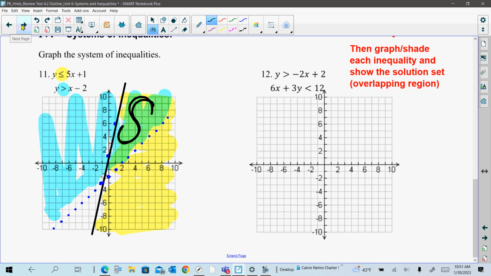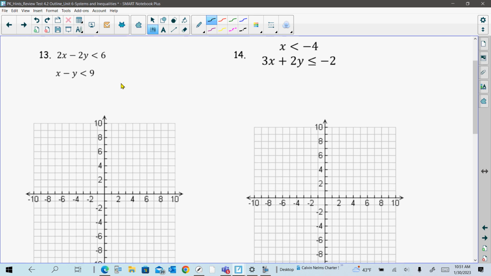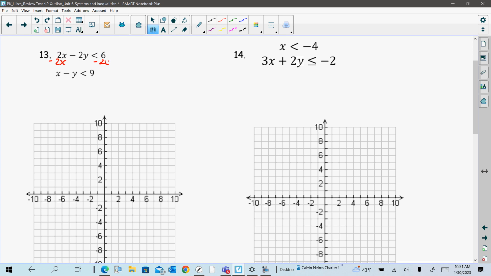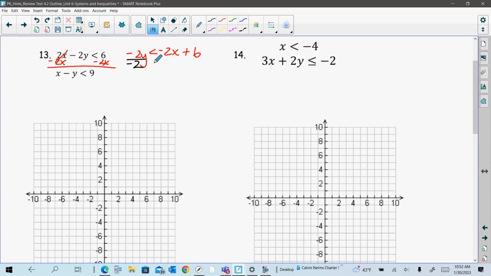All right, so on number 13 here, we have to solve for y in order to graph it. To solve for y here, you're going to have to subtract the 2x. That's going to leave you -2y is less than -2x plus 6. And then what are we going to need to do? And what happens when you divide by a negative? Yeah, so now we have y greater than x minus 3.